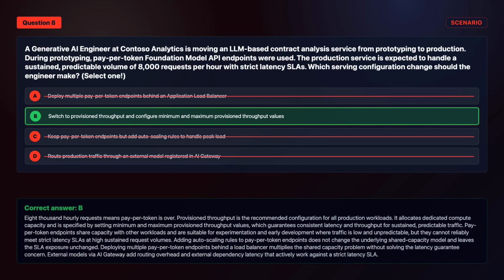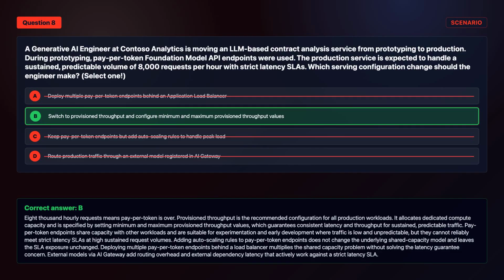The correct answer is option B. 8,000 hourly requests means pay per token is over. Provisioned throughput is the recommended configuration for all production workloads. It allocates dedicated compute capacity and is specified by setting minimum and maximum provisioned throughput values, which guarantees consistent latency and throughput for sustained, predictable traffic.